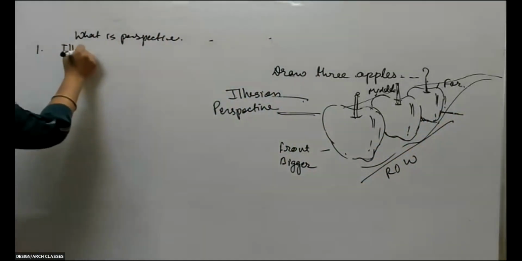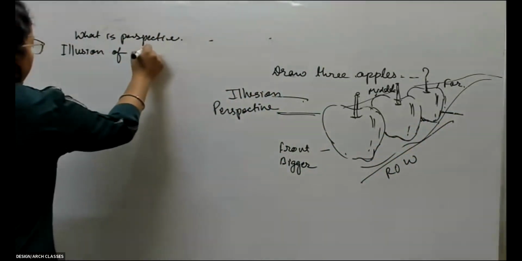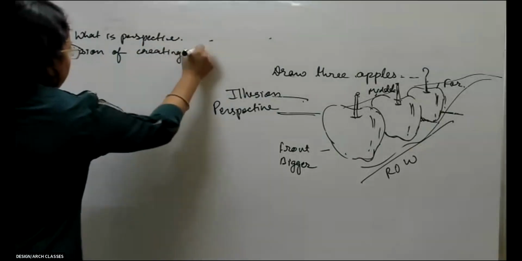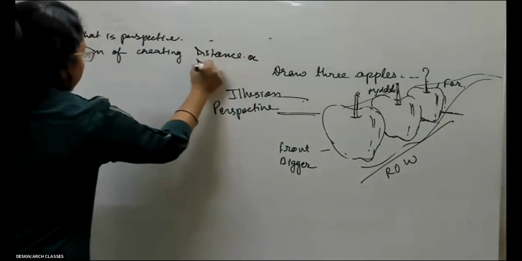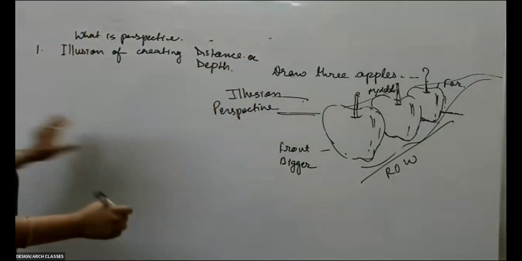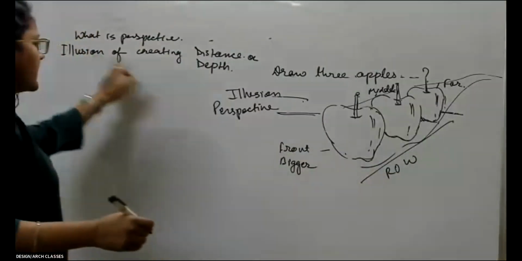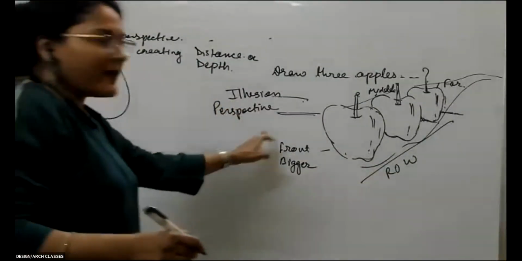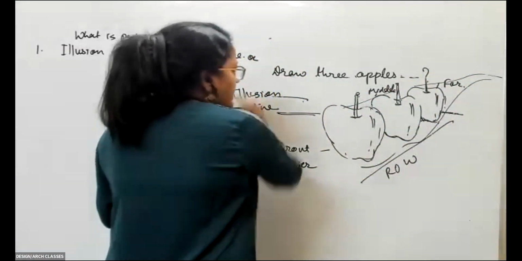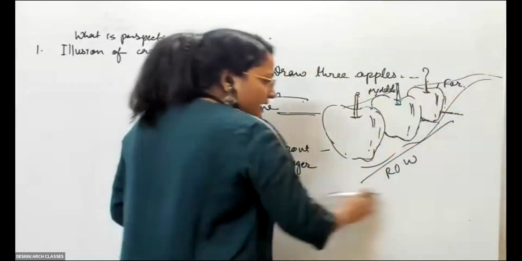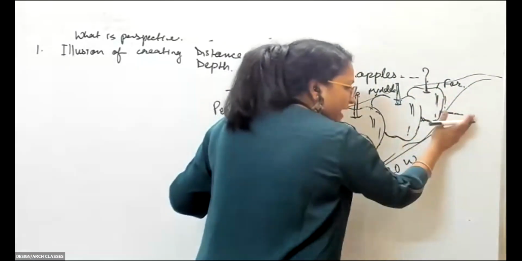Perspective is an illusion of creating, I'm just writing the important words, distance or depth in a picture plane. In a picture plane. So it's an illusion. It's not real. है ना? पेपर यहाँ जाके कहीं खत्म नहीं हो जाएगा. Paper is my 2D. If I'm working on this surface, so this is 2D. So in this 2D surface, it is an illusion of creating this distance or depth.